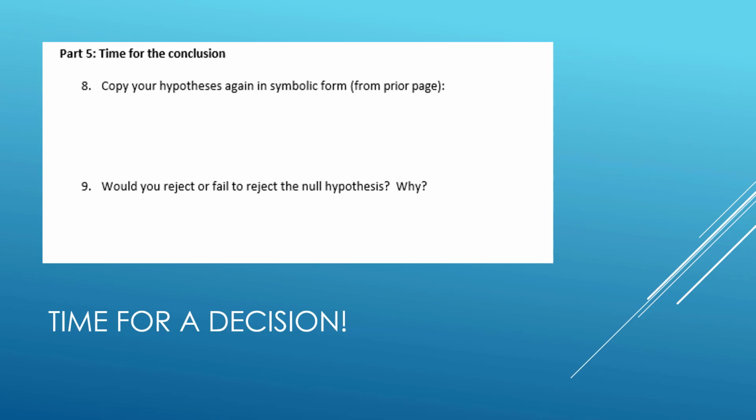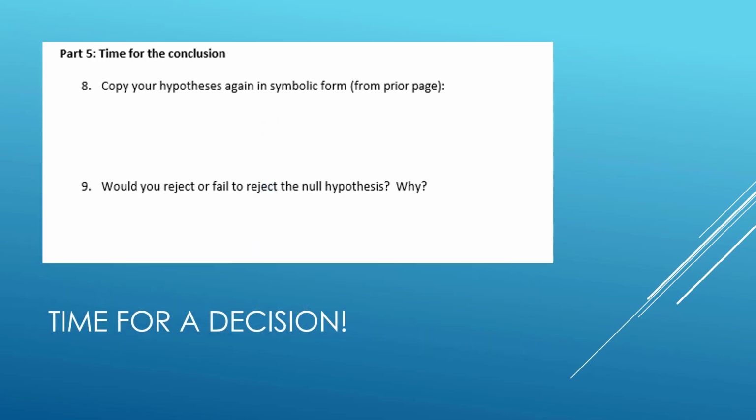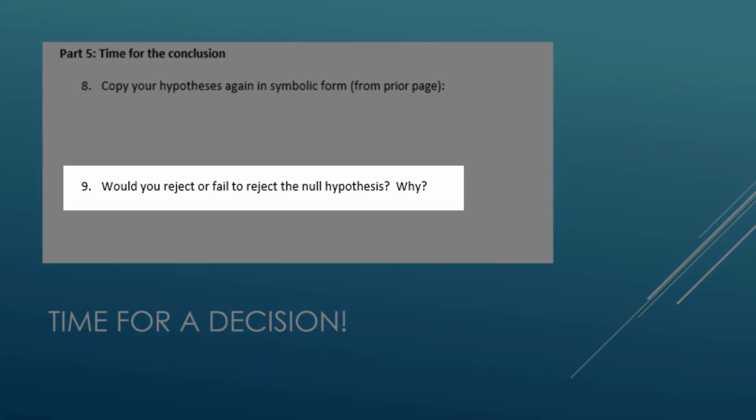So we do ask students to recopy the hypothesis in symbolic form. It's a good chance for you to remind them exactly what those mean, because they will have symbols in there. P equals 0.10, for example. And the big question, would you reject or fail to reject the null hypothesis, and why?